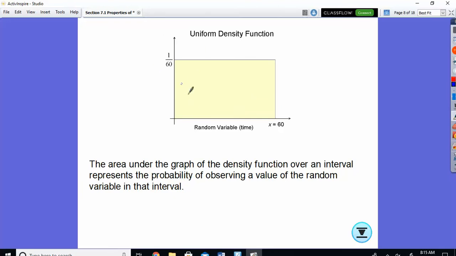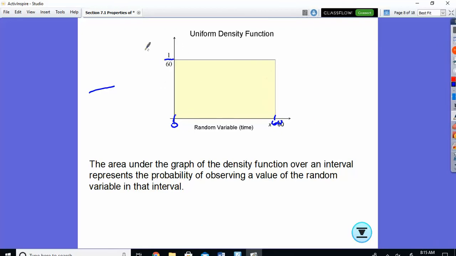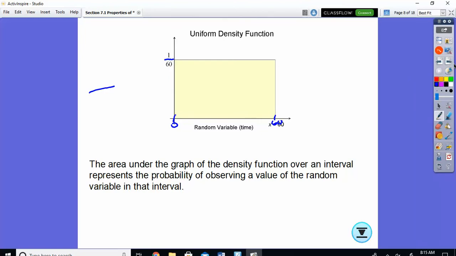Where did I get this 1/60? Well, my entire probability has to add up to 1, and my length of time, if we start at 0 and we end at 60, 60 minus 0 is 60. So each place has a probability of 1/60. The area of this, if you did length times width, 60 times 1/60, we get 1, which is what I said on the last one.